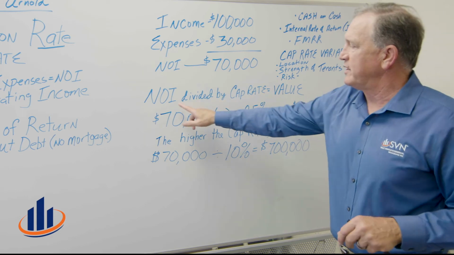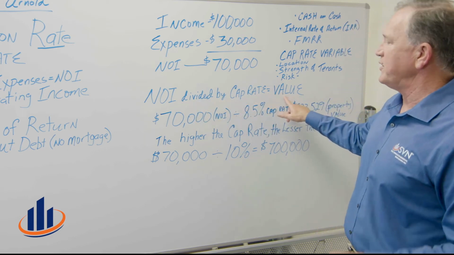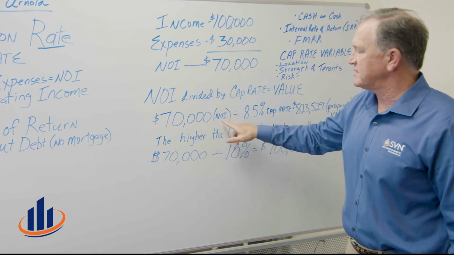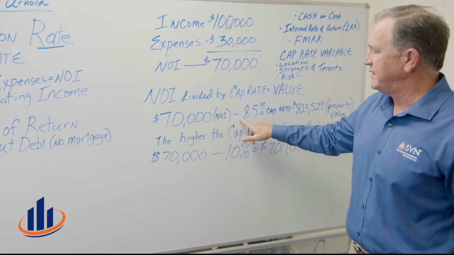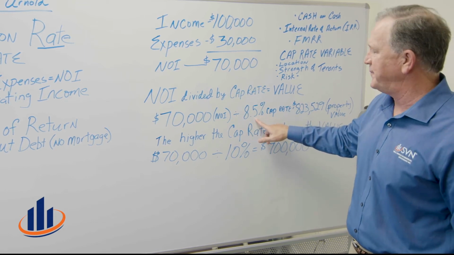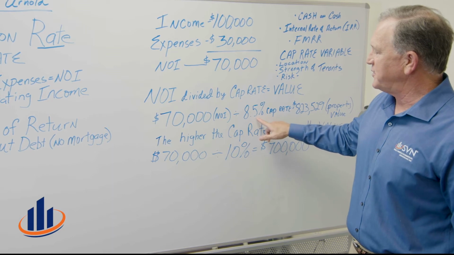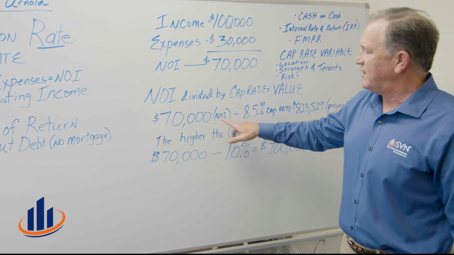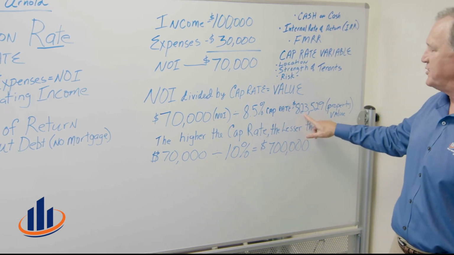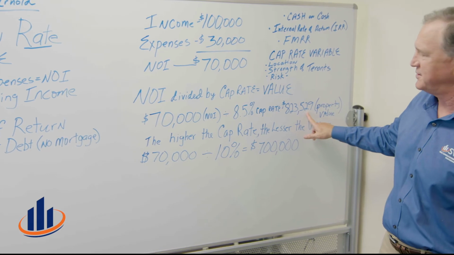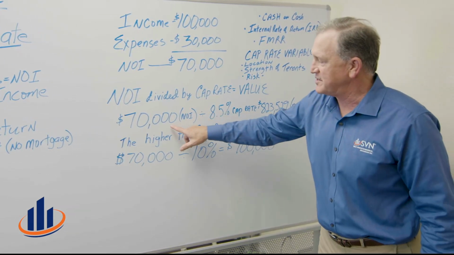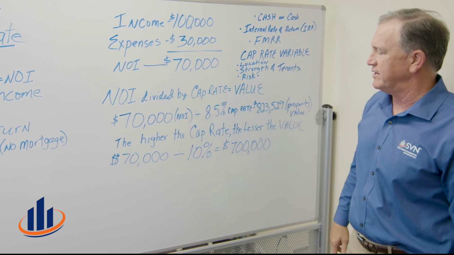So let's go back here. NOI divided by the cap rate equals the value. So here again, we have the NOI of $70,000. That's $70,000 of NOI, net operating income, divided by, let's give this property an 8.5 cap. So if I want a return of 8.5%, to achieve that, my price for this property would be $823,529. That would give me an 8.5% return if I receive $70,000 net every year.